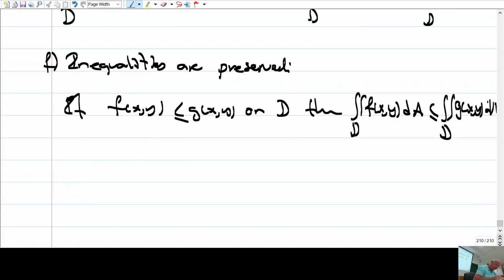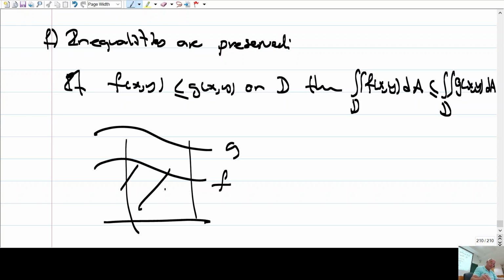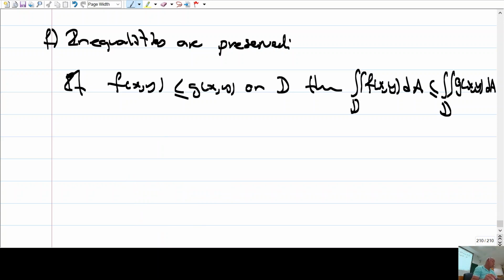Why is that? You have one graph and above that you have another graph. Then this area is less than this area, right? In this case, this is for volumes. If you have a bigger function, then the volume below the bigger function is of course greater than the volume below the smaller function.